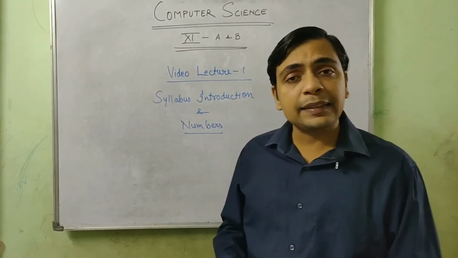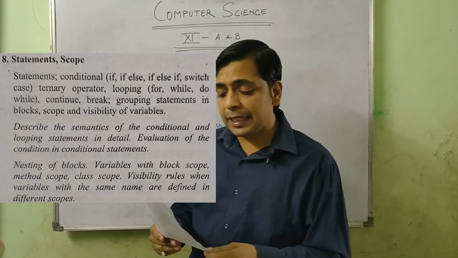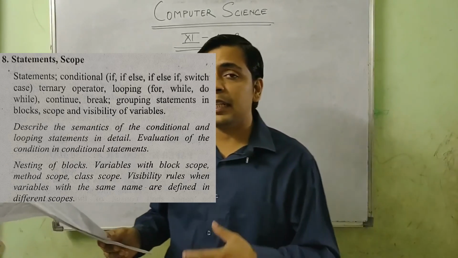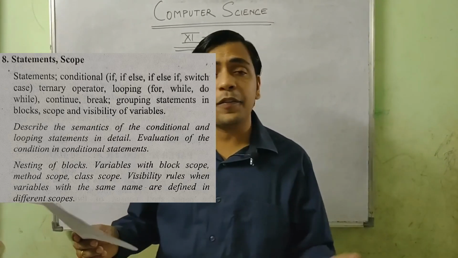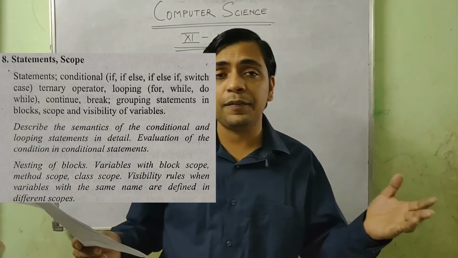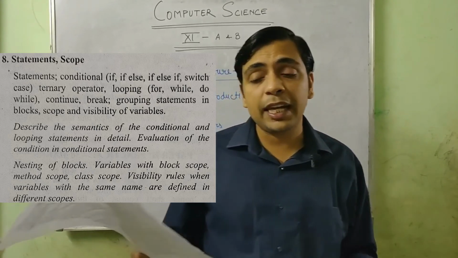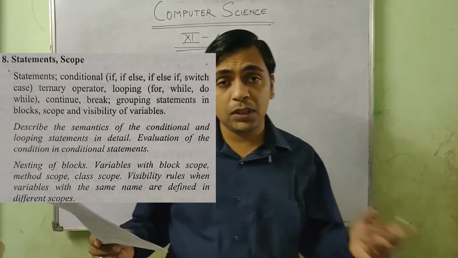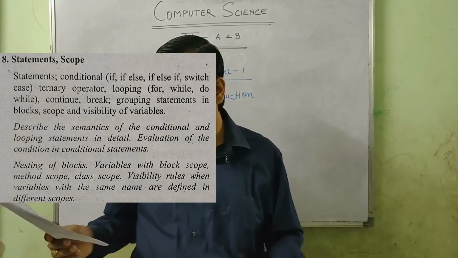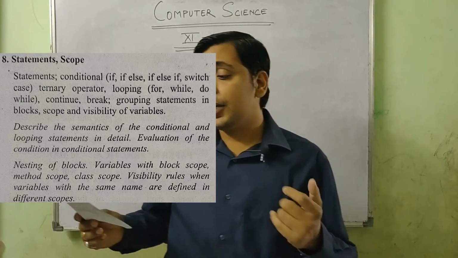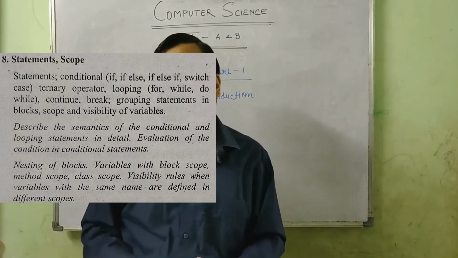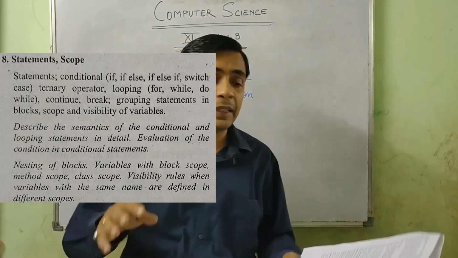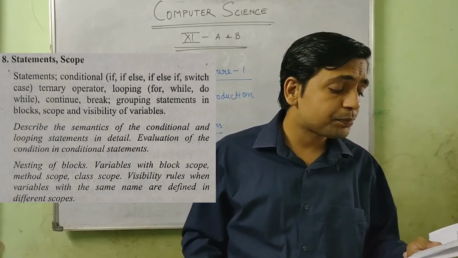Then chapter 8 is related to statements and scope, where we are going to study different types of statements with different types of control structures, like if else statement, if else if statement, switch case, ternary operator, looping with while, do while, for, continue and break, grouping statements, making a block, and scope and visibility of variables. So all these topics are there under this chapter.